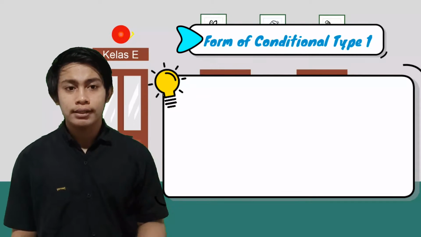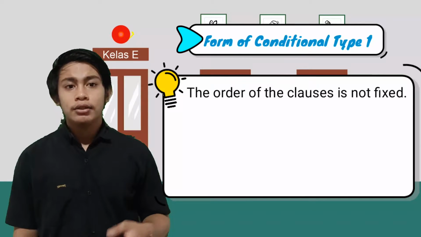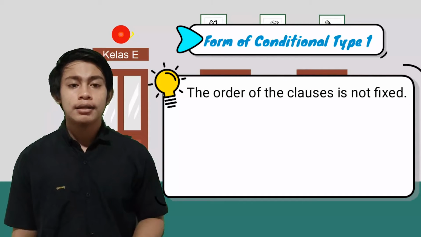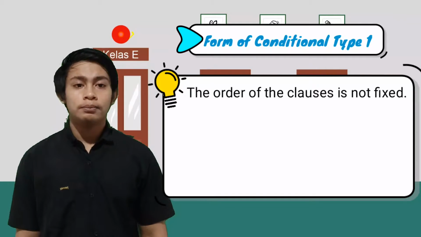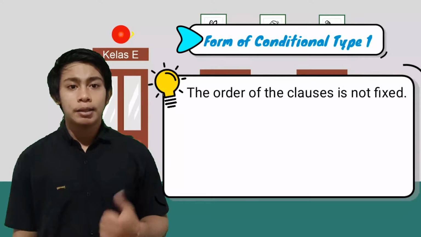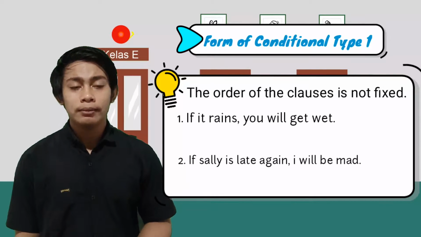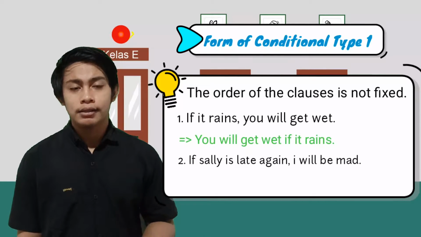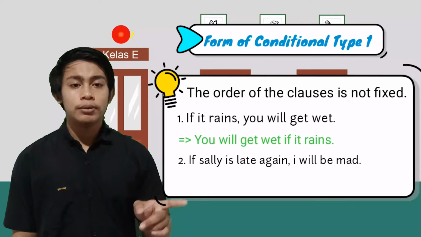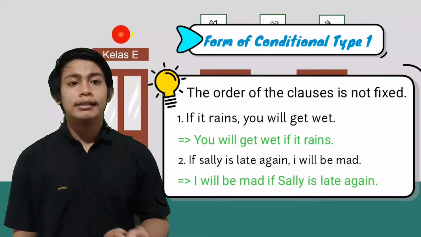As in all conditional sentences, the order of the clauses is not fixed, but you may have to adjust pronouns and punctuation marks when changing clause order, but the meaning is the same. Like example number 1, if we change the clause order, the sentence will be you will get wet if it rains. And number 2, I will be mad if Sally is late again.